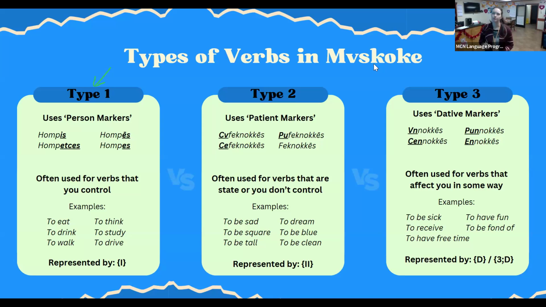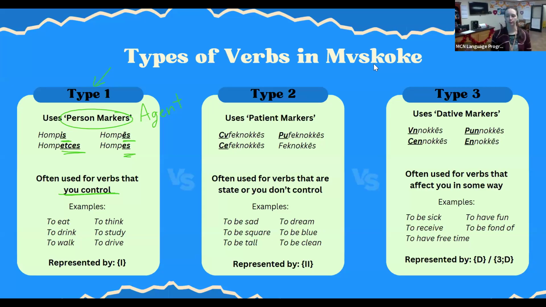Type 1 verbs use what we call person markers, also sometimes known as agent markers. These change the ending of the verb. It's often used for verbs that you control. That's the most common time you'll see it. Our examples are to eat, to drink, to walk, to think, to study, to drive. Because I'm doing all those things, right? I'm choosing to eat. I'm choosing to move and walk. I'm thinking on purpose. So, things I control. In the dictionary, it is represented by a symbol, which is basically the Roman numeral 1.